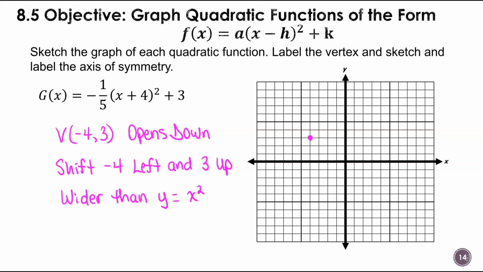That would work, right? And so if we put in 1, right, and add it to 4, then I'll show you how this works. So (1 + 4) squared times negative 1/5, plus 3. So 1 plus 4 is 5, and 5 squared is 25. Then we take 25 times negative 1/5, which is negative 5, plus 3.